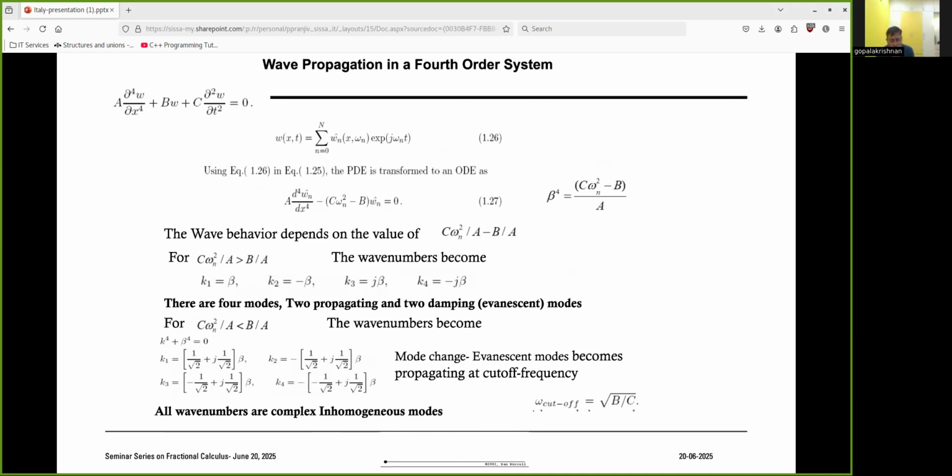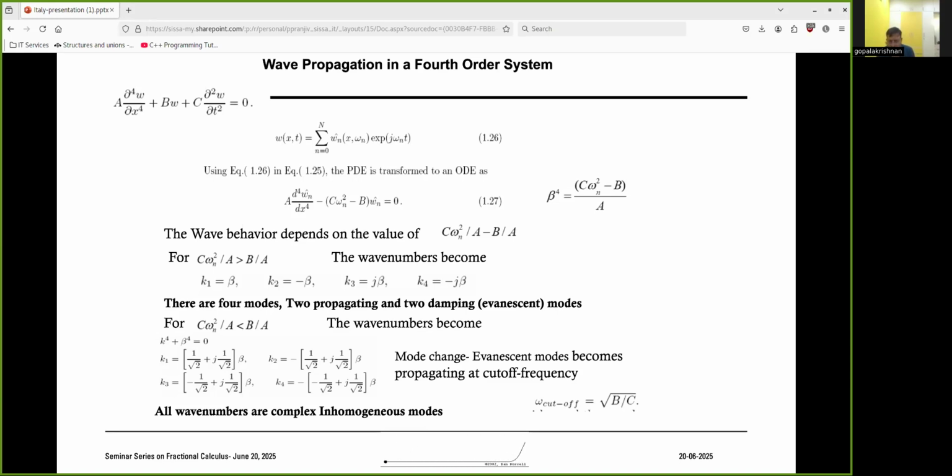And if you use a Fourier transform and convert it, you will get a characteristic equation for the wave number, which is given here. Again, it depends upon the value of c omega n square minus b, whether it is greater or lesser. For example, if it is greater, then you will get two real modes and two complex modes. The complex mode basically will not propagate. It is called evanescent mode.